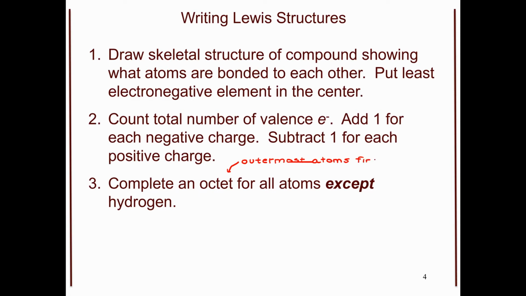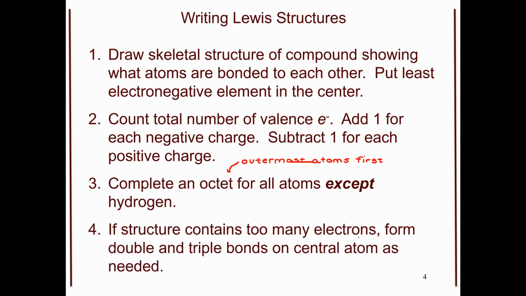Then what will happen is that we will be able to place extra lone pairs on our central atoms, or if we have too many electrons, we are going to be able to form double bonds and triple bonds on the central atom using the lone pairs from our outside or terminal atoms, and this is going to give us our best structure.